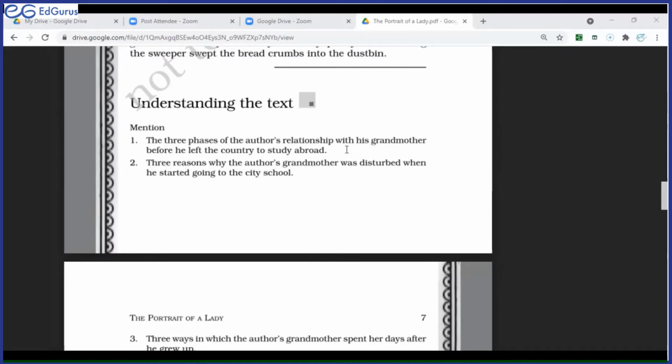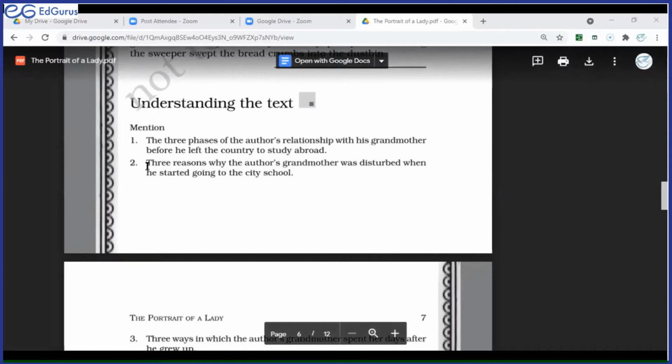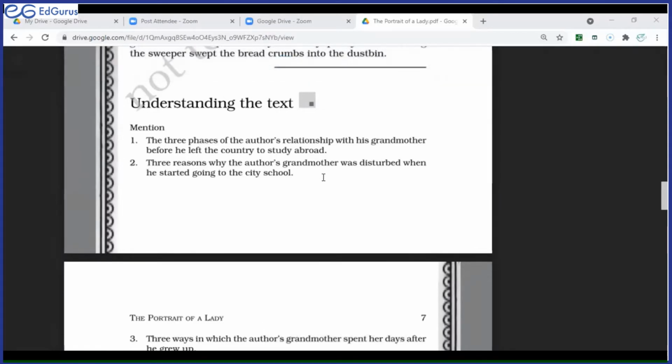abroad, right? Okay. The next question is, mention the 3 reasons why the author's grandmother was disturbed when he started going to the school. We have already discussed this in the first question, but it does not matter. We will discuss this particular one exclusively. When they shifted from the village to the city, the author's grandmother was disturbed. She was not happy. In the village, she had been accompanying him to the school, but here she would not accompany him to the school because he was going by the school bus.